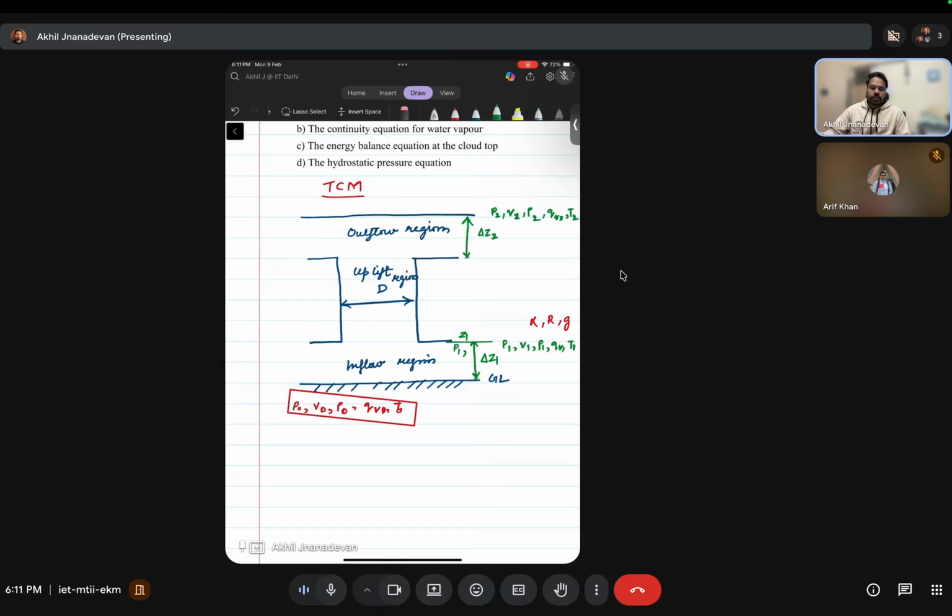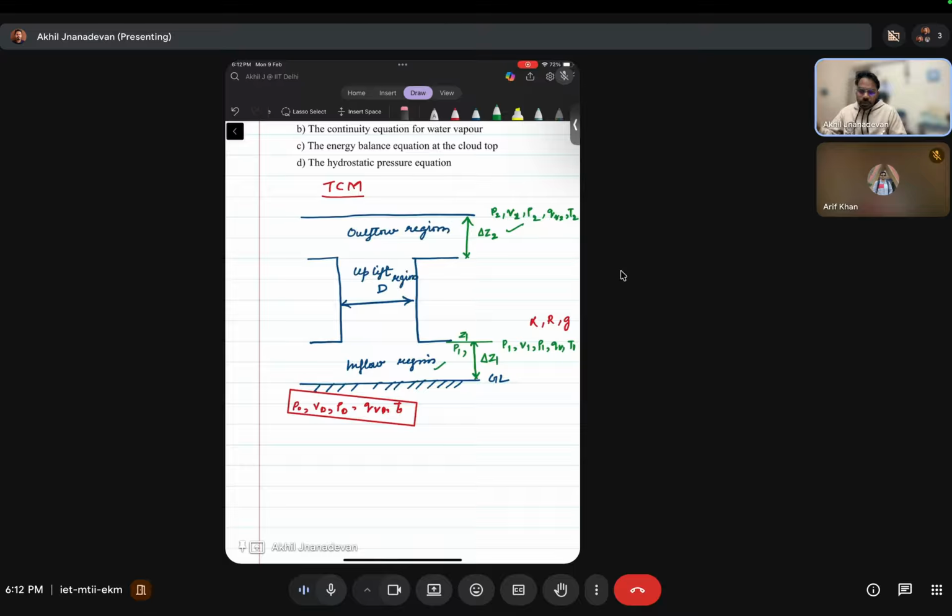We already solved a few questions like this in the last class, right? We were given the parameters at one particular elevation and asked to find all these parameters at some other elevation. So we can do that here. We know the parameters for the inflow region, and also for the outflow region.